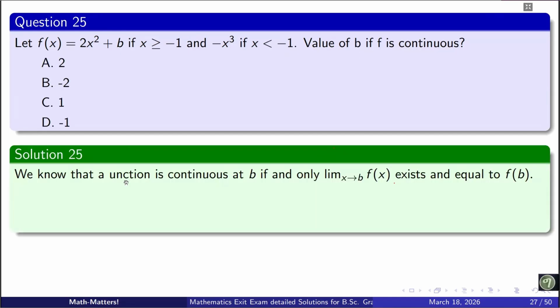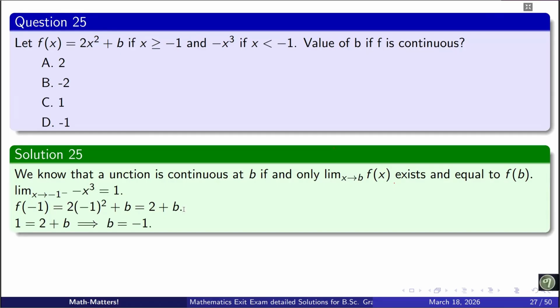We know that a function is continuous at b if and only if the limit of f of x when x approaches b exists and equals f of b. But the limit of the given function, that is minus x cubed, as x approaches minus 1, is positive 1. And f of minus 1 is equal to twice of minus 1 squared plus b, which is 2 plus b.